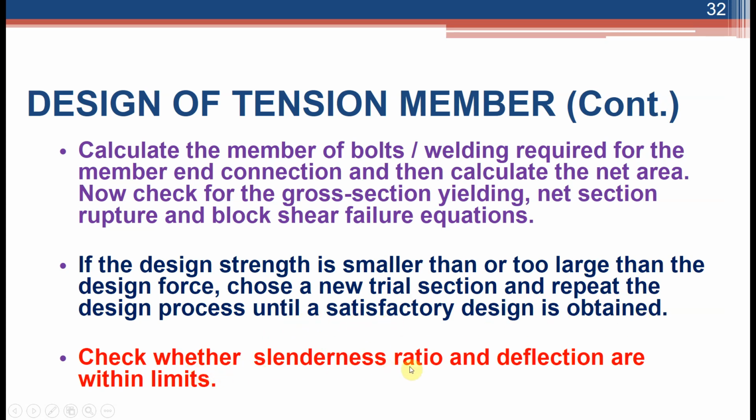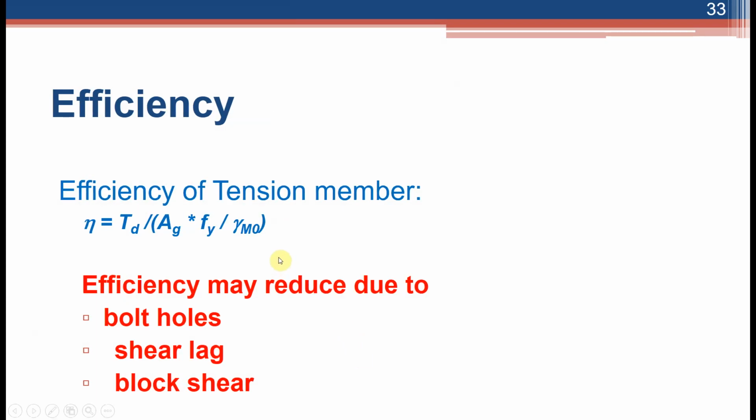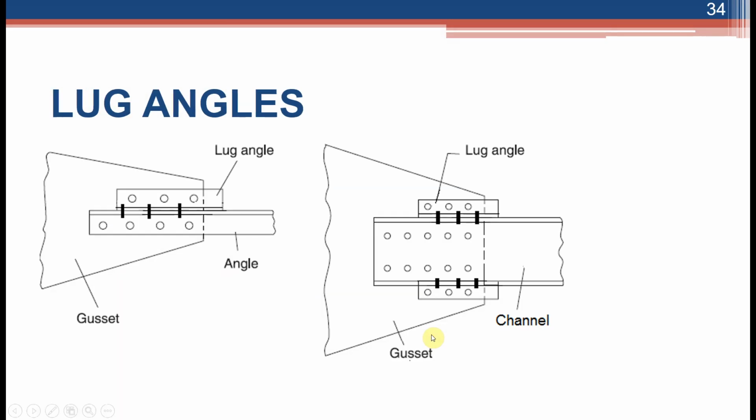Check whether slenderness ratio and deflections are within limits. So this is nothing but efficiency. So what is efficiency of a tension member? Eta is equal to Td divided by (Ag Fy / gamma m0). So efficiency may be reduced due to the bolt hole, shear lag, block shear.